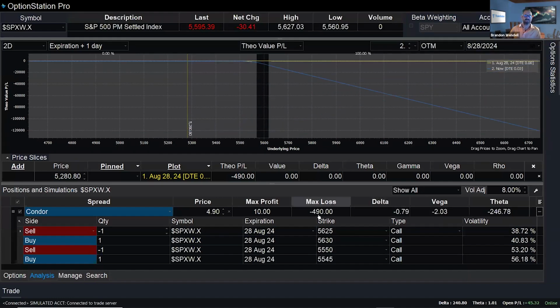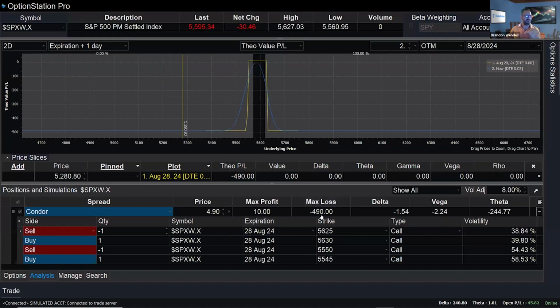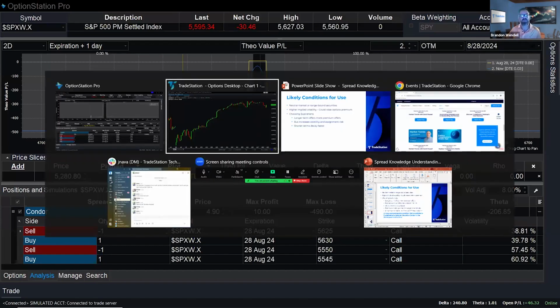But our risk is limited to $490 no matter what happens. That is because we can't lose more than the difference between the two minus the premium collected. But that's it. So a few more things before we wrap up.